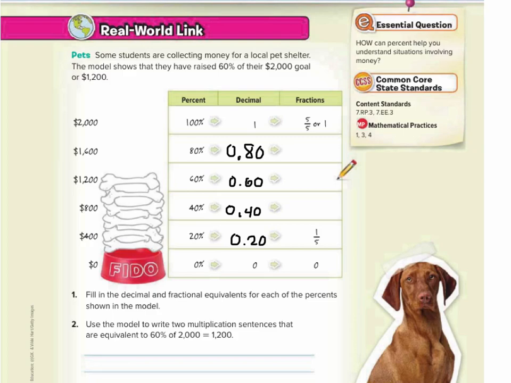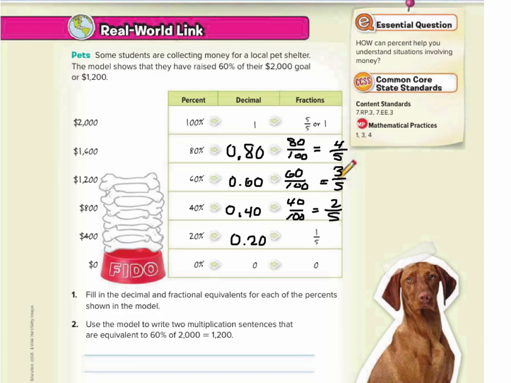Then, to go from decimal to fraction, we can say, all right, that's 80 over 100. And then we can simplify that by dividing by 20 on top and bottom to get 4/5. 60% we can write as 60 over 100. And again, can divide by 20 on top and bottom to get 3/5. 40%, 40 over 100. And we'll divide by 20 on top and bottom again to get 2/5.